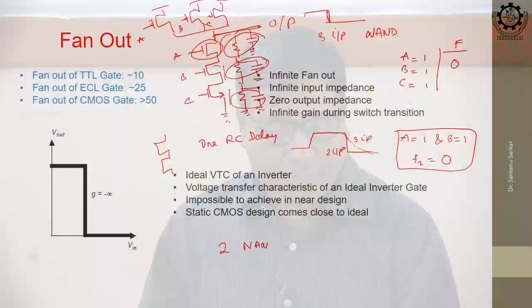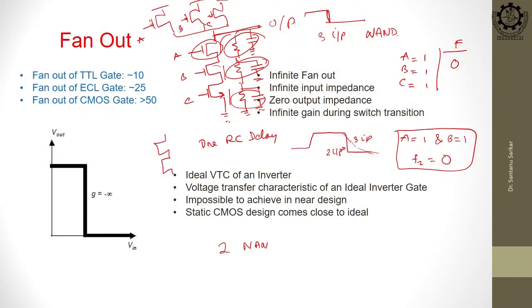So, fan out rough examples: a TTL gate can drive approximately 10, an ECL gate roughly 25, and the fan out of CMOS is 50, but it is advisable not to go that high. Although theoretically it is okay, realistically you limit it. CMOS circuit ideally has infinite fan out, infinite input impedance, 0 output impedance, infinite gain, but in reality we should limit our fan out.